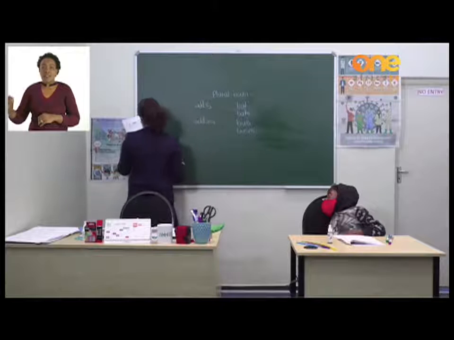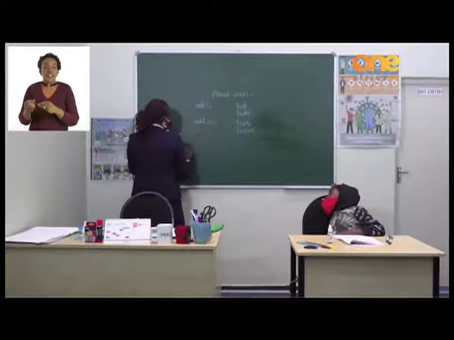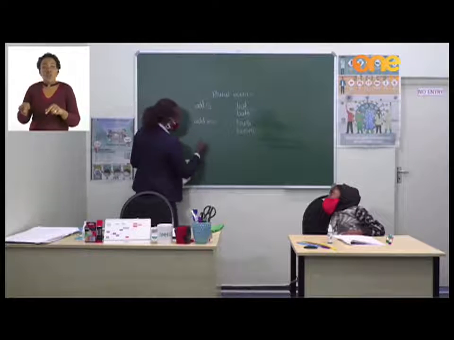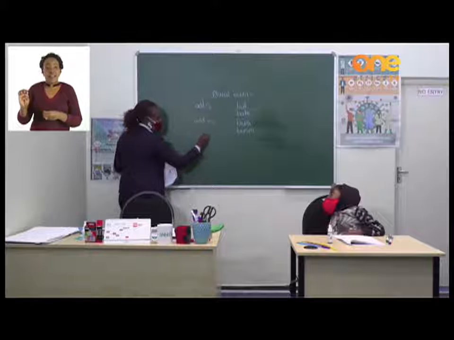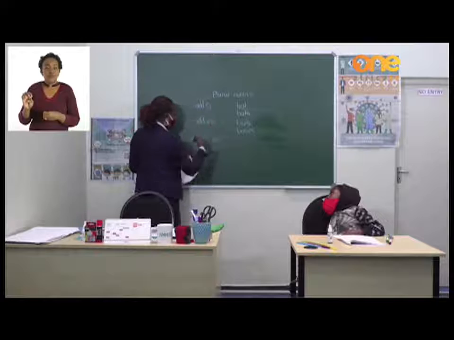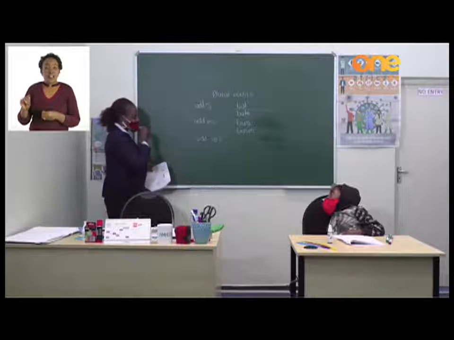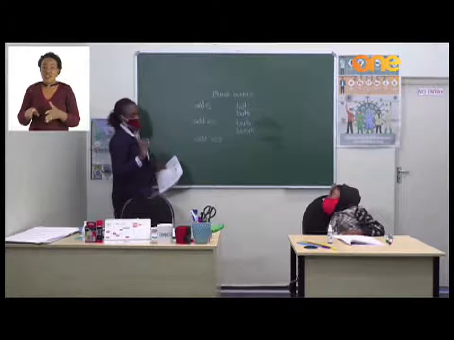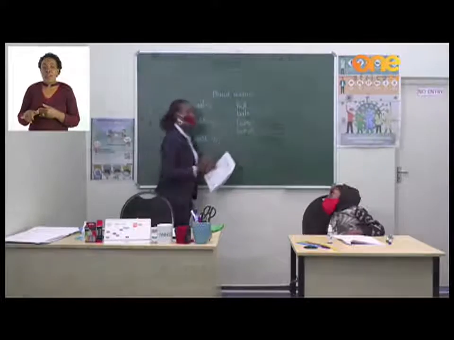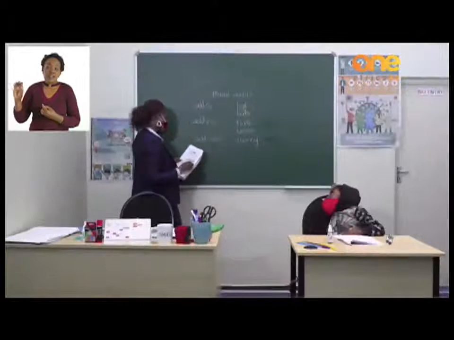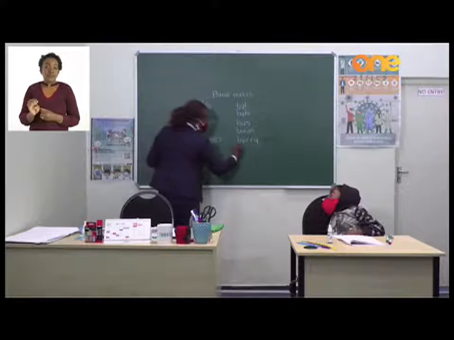Okay? Then we go to some nouns where you must add IES. Especially to those nouns ending with Y. I'm going to give one example. We have berry. Okay? This is berry. What do we do here? We write berries.